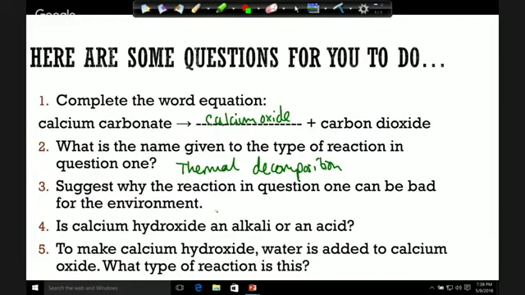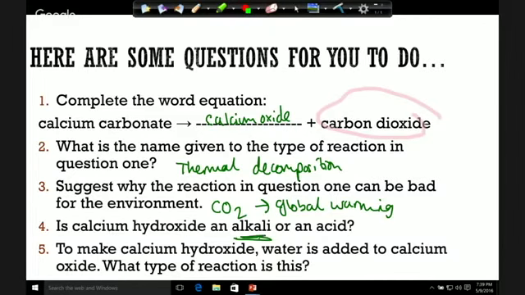Suggest why the reaction in question 1 can be bad for the environment. This carbon dioxide can lead to global warming. Is calcium hydroxide an acid or an alkali? It is an alkali, that's why it is used to neutralize acidic soils.